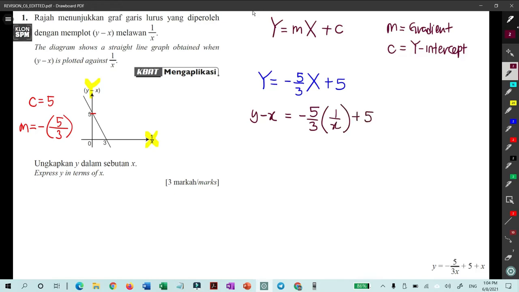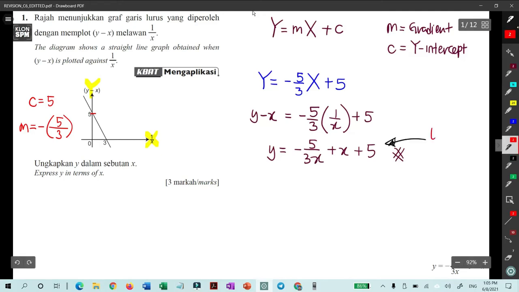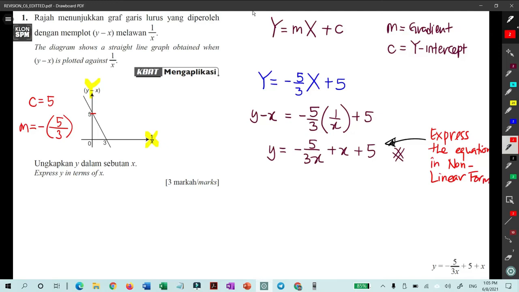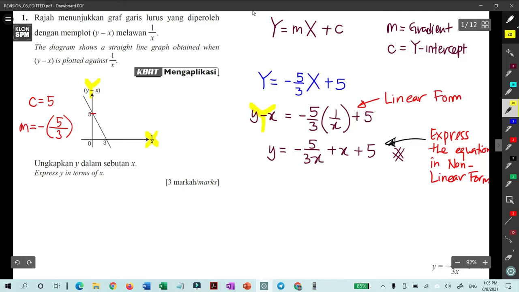So we still haven't finished yet, because we need to express y in terms of x. In this case it is y minus x in terms of x, so I have to shift this x to the right hand side. y equals negative 5 over 3x plus x plus 5. Okay, so we are done. What we have done is we express the equation in non-linear form. The equation here in linear form, where this is the capital Y and this is the capital X.